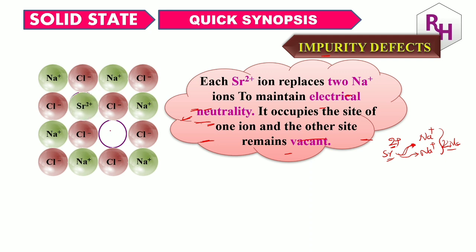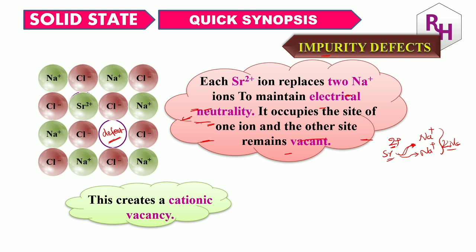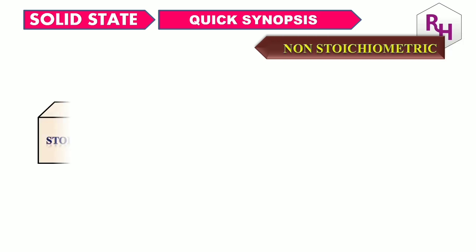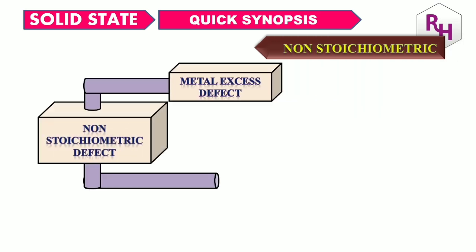But what about this? This results in a defect. Defect means what? Nothing but, remember, something empty in the whole structure. That is a defect. So this creates a cationic vacancy. This is also called cationic vacancy. Remember that. Now the non-stoichiometric defect we will see. In these two types we will discuss metal excess defect and metal deficiency defect.